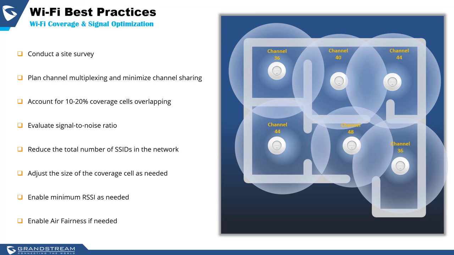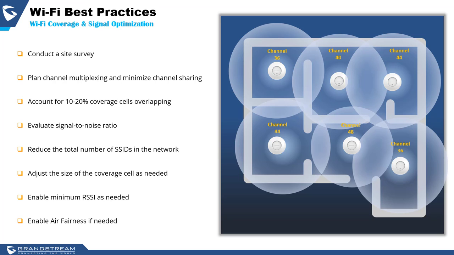We assign them in a way to avoid co-channel interference, which is basically when you have 2 overlapping coverage cells sharing the same channel. Also account for 10 to 20% coverage cell overlapping, so that wireless clients can always have a good signal and good data rates. So far we have been focusing on the RSSI metric. However, a good RSSI does not usually mean you're going to have good data rates.